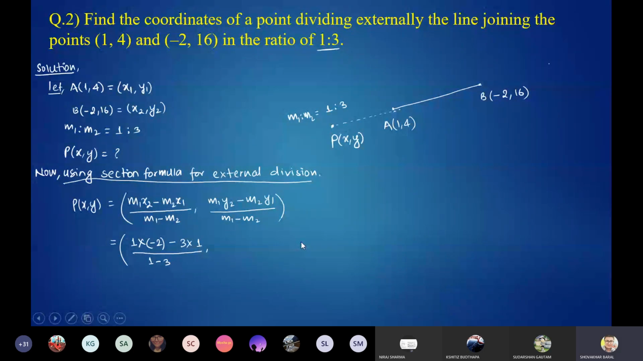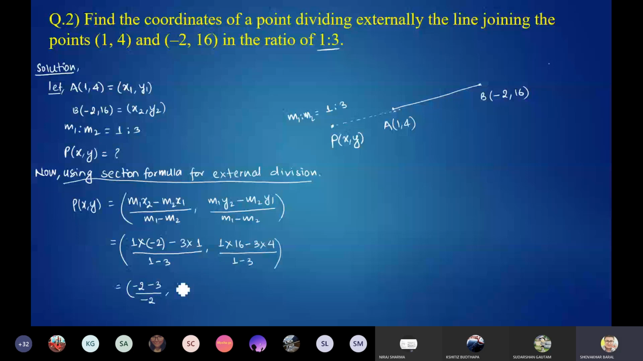Okay, P(x, y) is equal to (m1x2 − m2x1)/(m1 − m2), (m1y2 − m2y1)/(m1 − m2). Here m1 is 1, y2 is 16, m2 is 3, and y1 is 4. So the whole upon m1 minus m2 is 1 minus 3. Simplify it further: it will be (−2 − 3)/(−2), comma, (1 times 16 is 16, minus 12) whole upon 1 minus 3, which is −2.